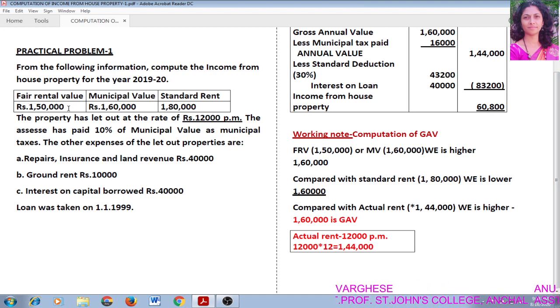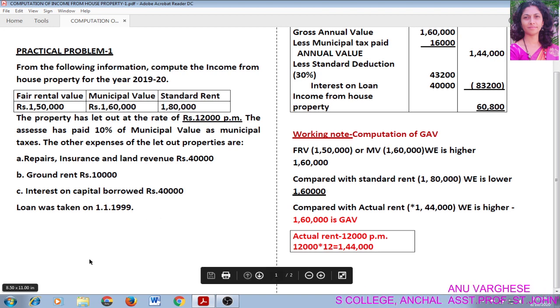Fair rental value rupees 1,50,000, municipal value rupees 1,60,000, standard rent rupees 1,80,000. The property has been let out at the rate of rupees 12,000 per month. The assessee has paid 10% of municipal value as municipal taxes. The other expenses of the let out properties are repairs, insurance, land revenue rupees 40,000, ground rent rupees 10,000, interest on capital borrowed rupees 40,000, and the loan was taken on 1/1/1999.